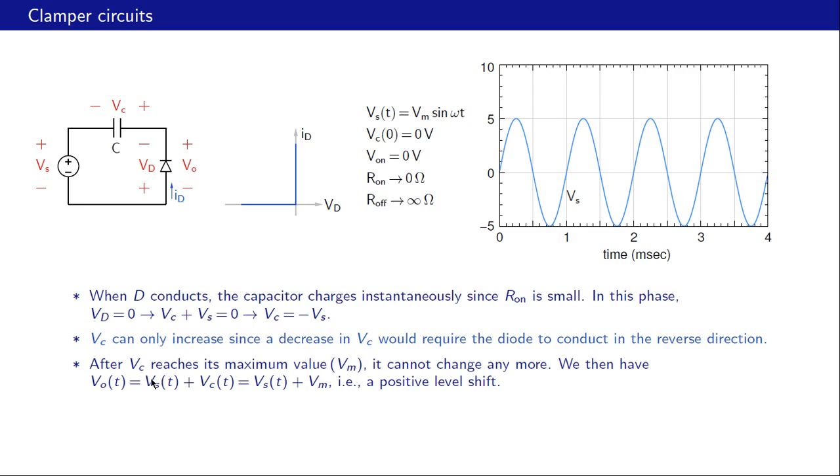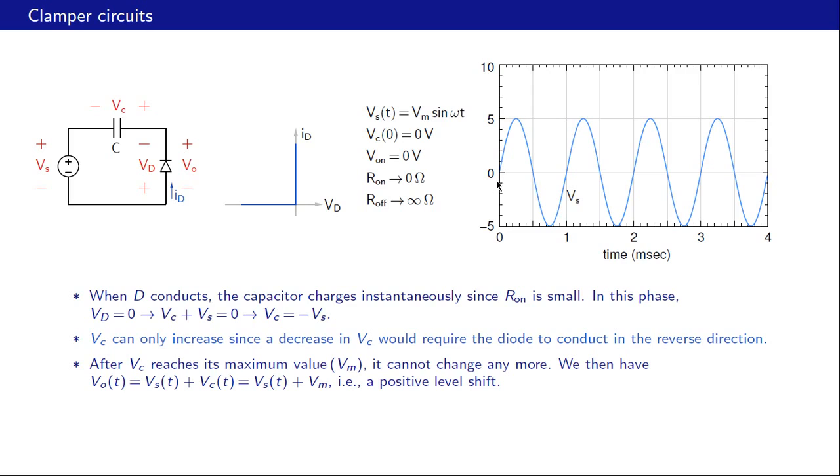And now since Vc has become a constant, we can say that Vo of t is Vs of t plus that constant, and that constant turns out to be Vm, which is the amplitude of the input voltage. So what does it mean? It means that the output voltage is a shifted version of the input voltage, and the shift is given by this constant here, which is positive. So we have got a positive level shift in this case.